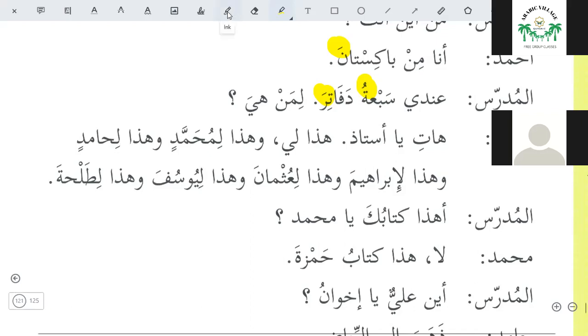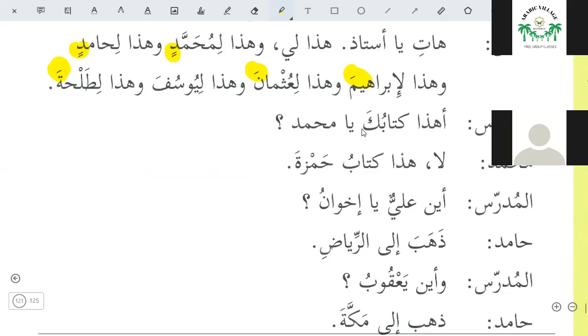And you notice here, haza li Muhammadin, haza li Hamidin, they are majrur because they are not mamnu min as-sarf. Wa haza li Ibrahima, mamnu min as-sarf, taking fatha. Usmana, mamnu min as-sarf, taking fatha. Yusufa, mamnu min as-sarf, taking fatha. Talhata, mamnu min as-sarf, taking fatha.